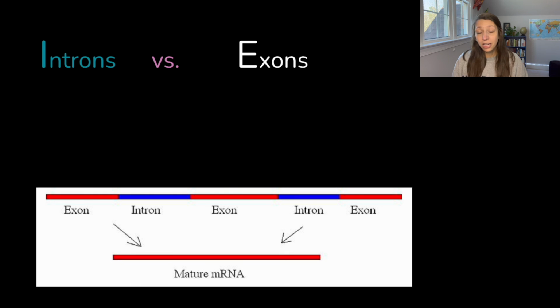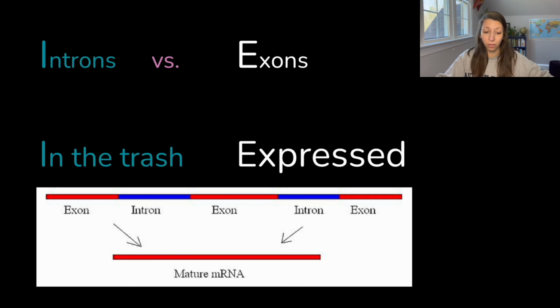Next up, when you're talking about gene expression and regulation, students frequently mix up the difference between introns and exons. Remember, introns are intervening regions, the parts that get cut out of mRNA. Exons are the parts that are expressed. So remember, introns get thrown in the trash, and exons, EX, get expressed in our mature mRNA.